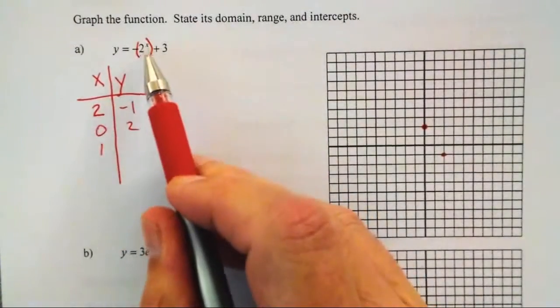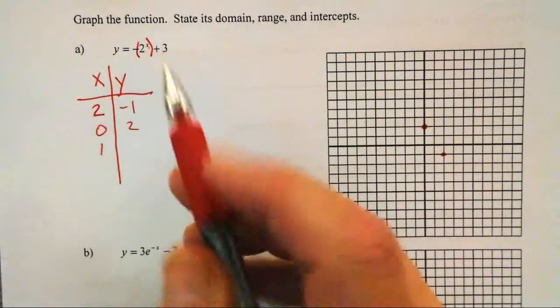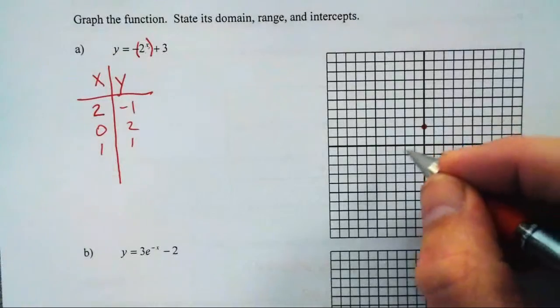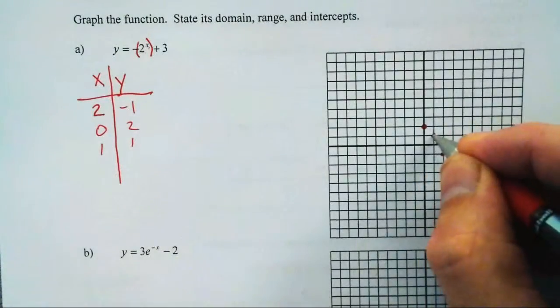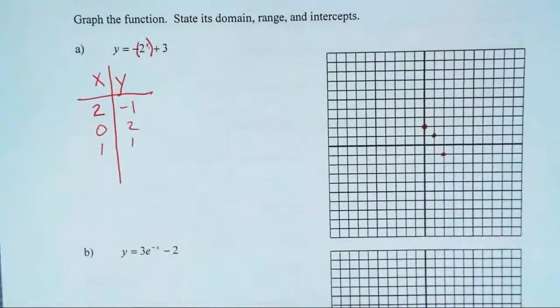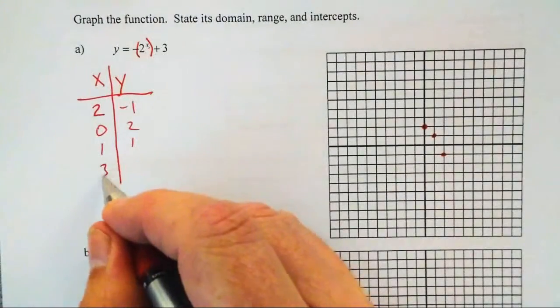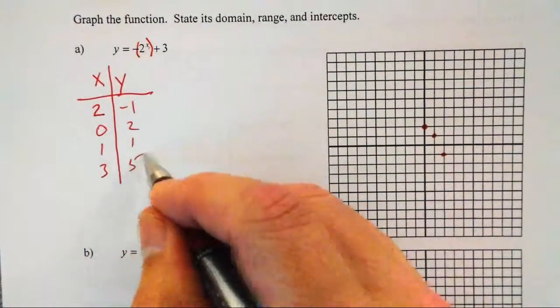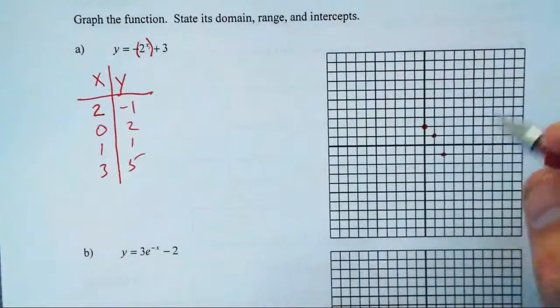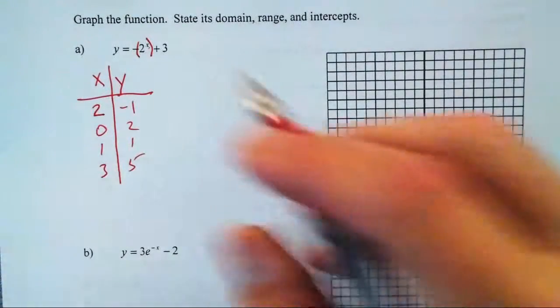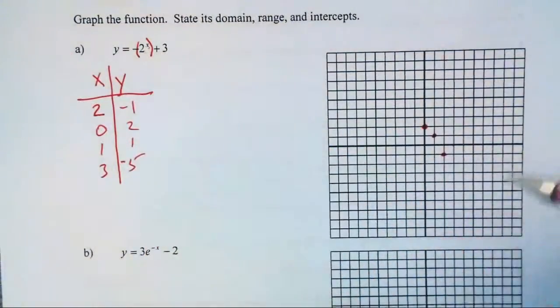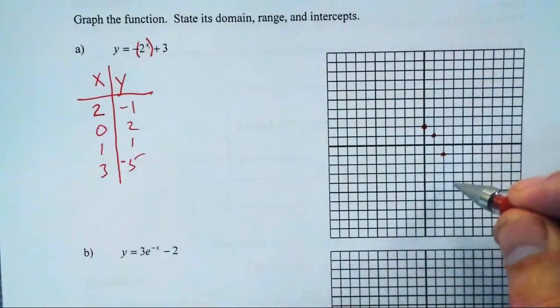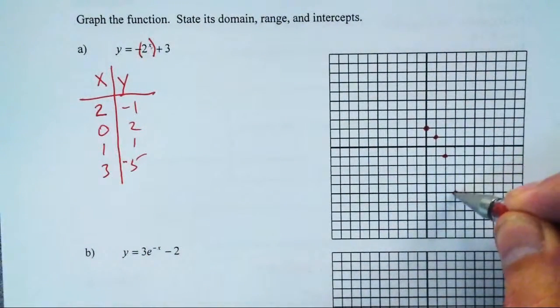Let's put in 1. 2 to the first, 2, the opposite of that, negative 2 plus 3, 1. So at 1, I'm up 1. Let's go to 3. Put in 3, I get 8. Negative 8 plus 3, negative 5, and I start seeing this thing's starting to move. Negative 5, excuse me. 3, 1, 2, 3, 4, 5.